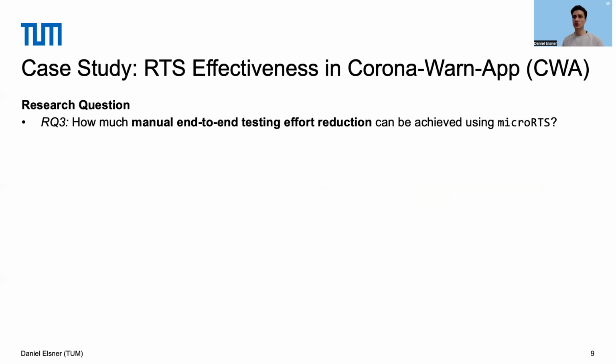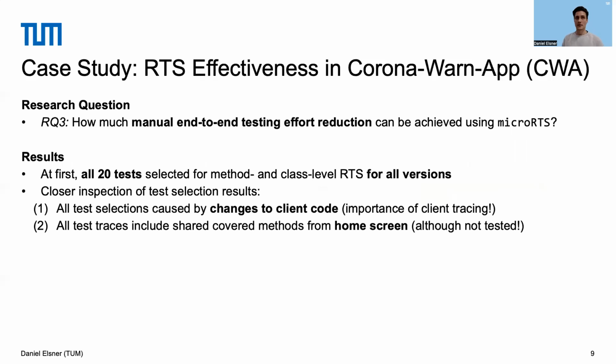It's based on prior research. If a class or a method is in the change set, we select all the tests that have this class or method in their per test execution trace. The results show that at first, all 20 tests are selected for method and class level RTS for all versions. We then take a closer look at the selection results and see that they are actually all caused by changes to the client code. And this underlines the importance of client tracing.